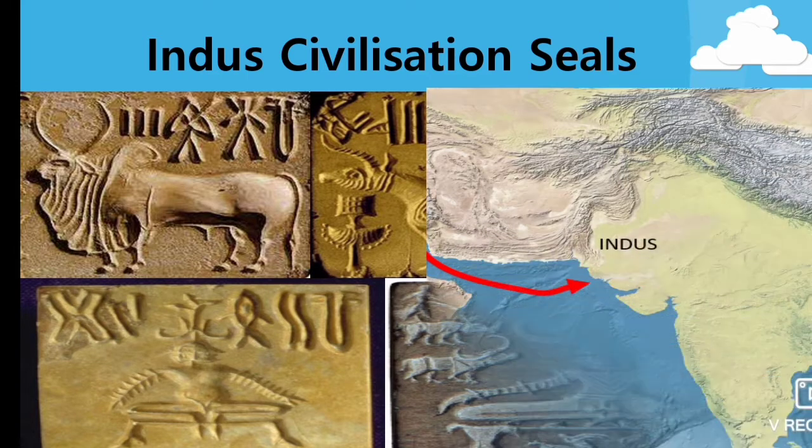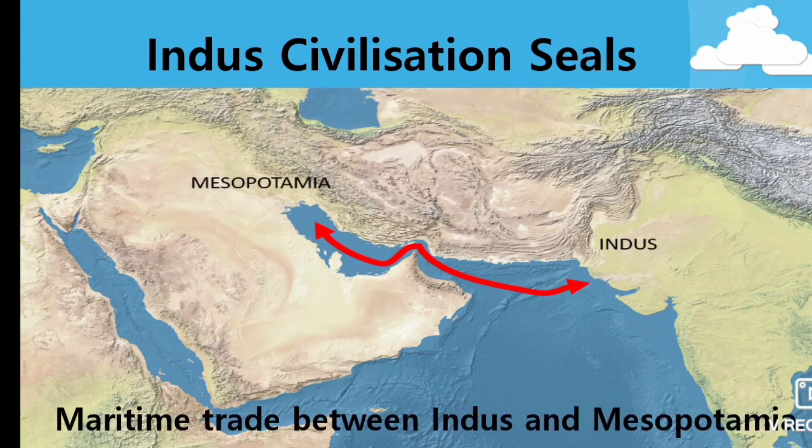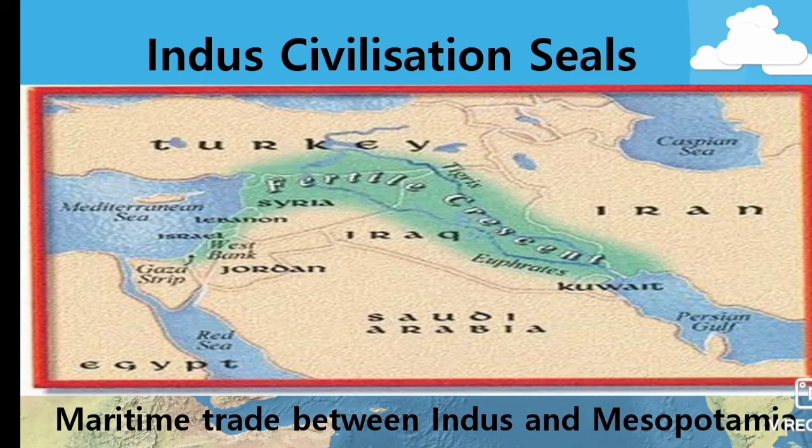There is evidence for extensive maritime trade between Mesopotamia and Indus. Maritime trade is the kind of trade that involves the transport of goods through the sea using ships. Our archaeologists found Indus seals in Mesopotamia, which is modern-day Iraq, Kuwait and Syria.